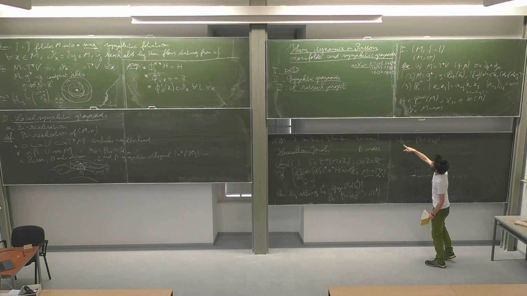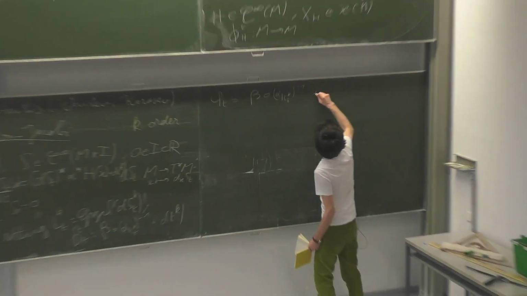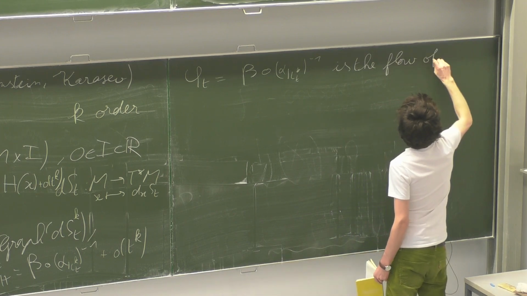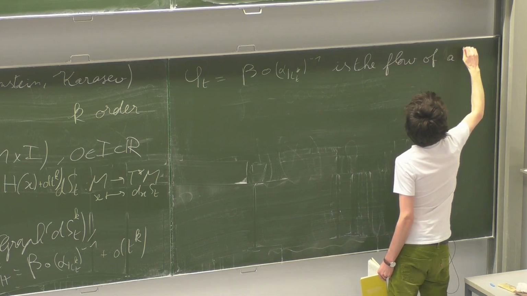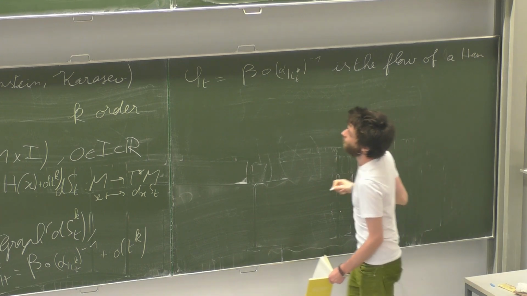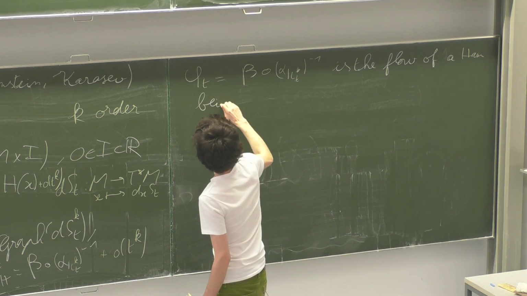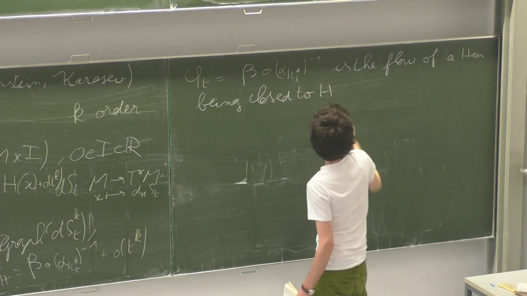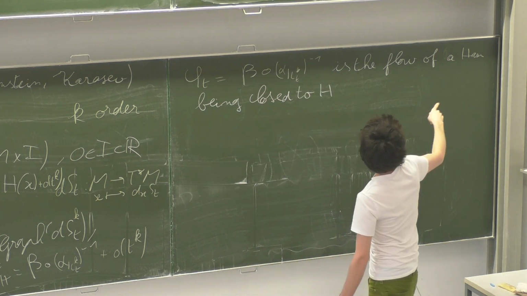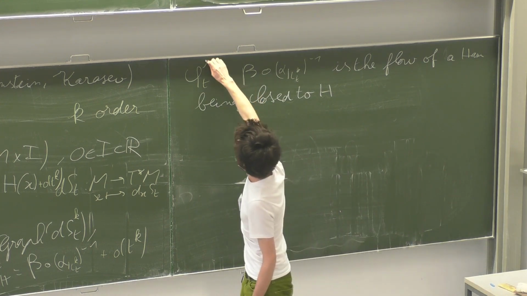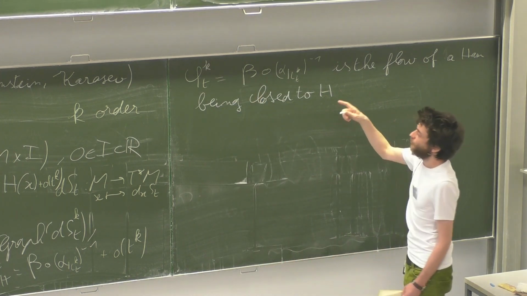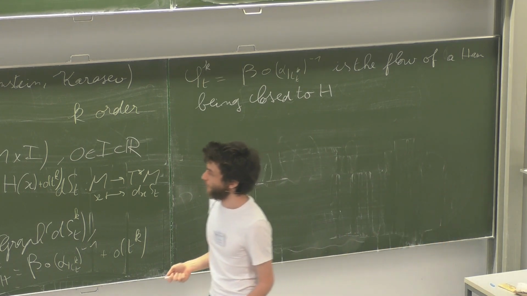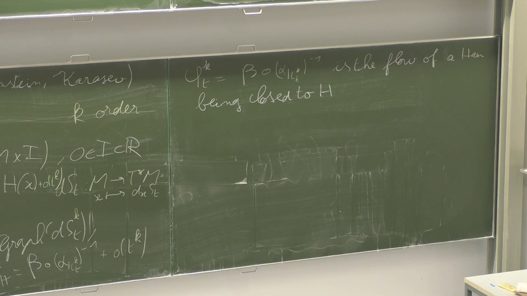And the reason is this phi t is the flow of a Hamiltonian being close to H. So it's a flow of a Hamiltonian HK, say, with H minus HK being of order K.